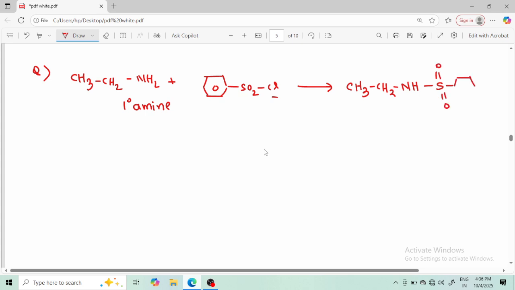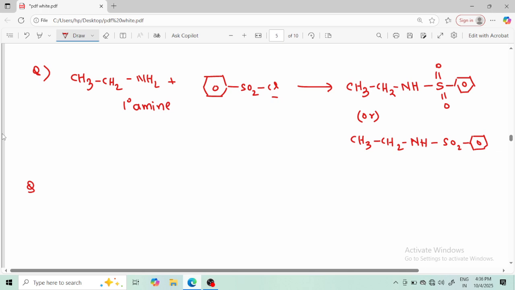You can draw it as SO2 also, it's okay, but I prefer to write it in expanded form in the product, so I have written it like that. The same compound you can write like this also. This is also correct, but I prefer to write it in expanded form.